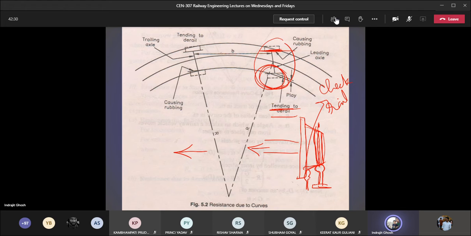What can we do? One, we have talked about this check rail. We are making sure that this particular wheel is not going to get derailed. Okay, it will not happen. What else can we do? Any other thing just to make sure that the wheel flange is not continuously in touch with the rail head?